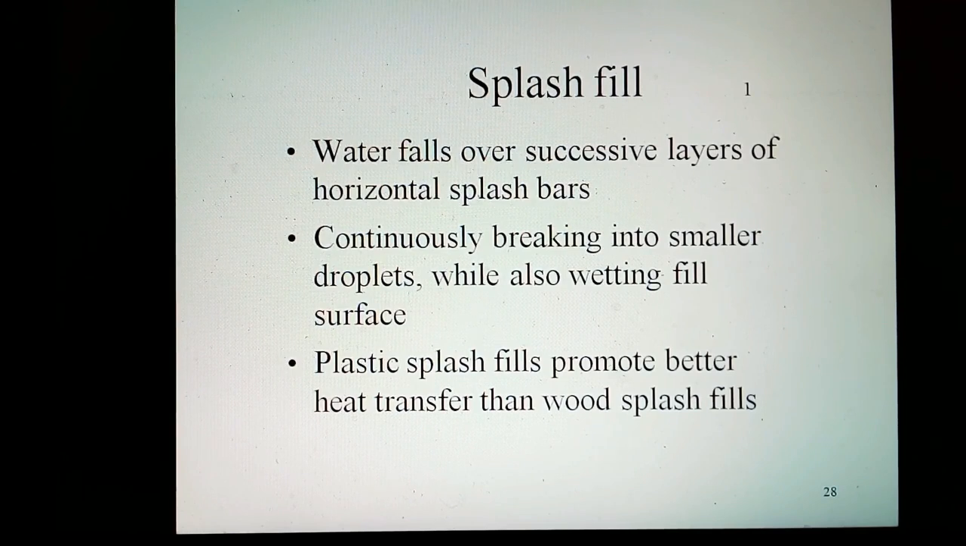Splash fill. Water falls over successive layers of horizontal splash bars, continuously breaking into smaller droplets, while also wetting the fill surface. Plastic splash fills promote better heat transfer than wood splash fills.